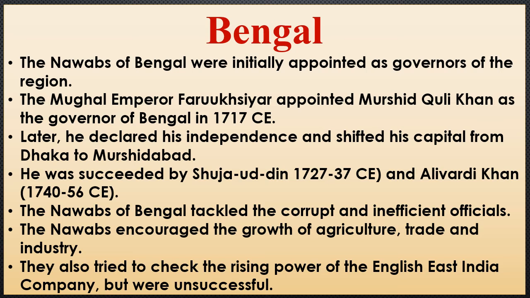Later, Murshid Quli Khan declared independence and shifted his capital from Dhaka to Murshidabad. He was succeeded by Shujauddin and Alivardi Khan. They were very important rulers in Bengal state.